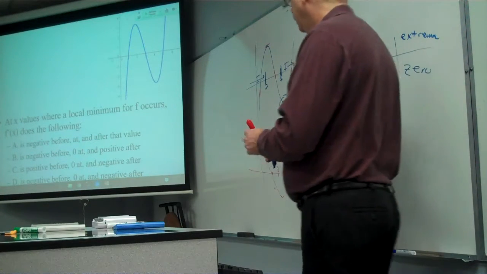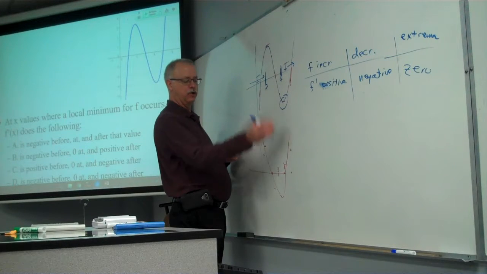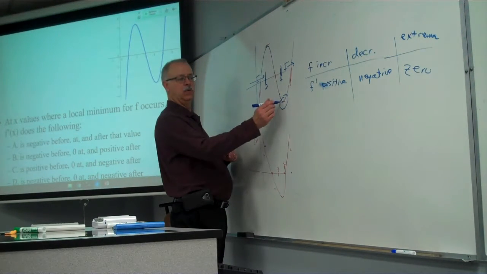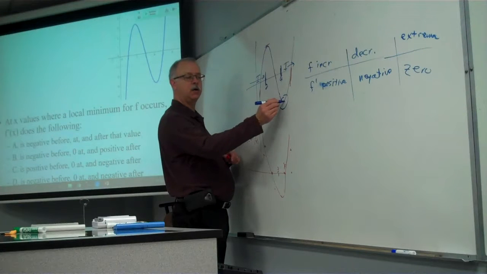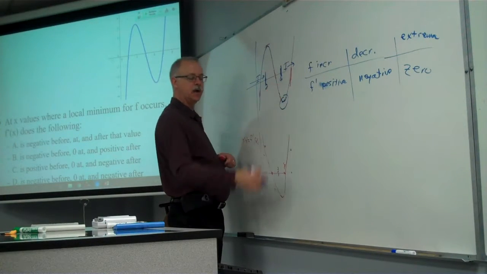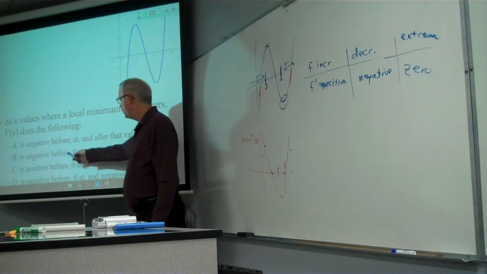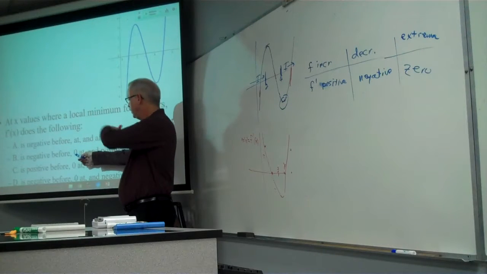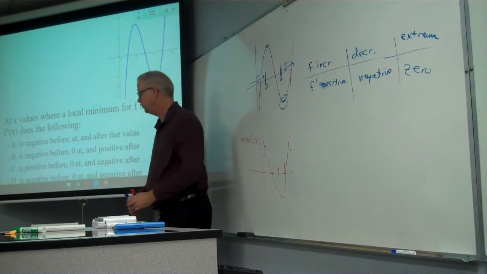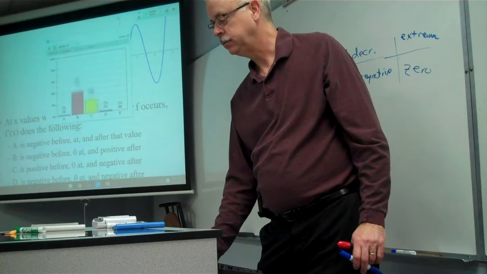So at the local minimum, before, our derivative is negative. It levels out so the derivative is 0, and then it switches to increasing where the derivative is positive. So at the local minimum, our derivative is negative before that value, then it's 0, and then it's positive. So B is our answer here.